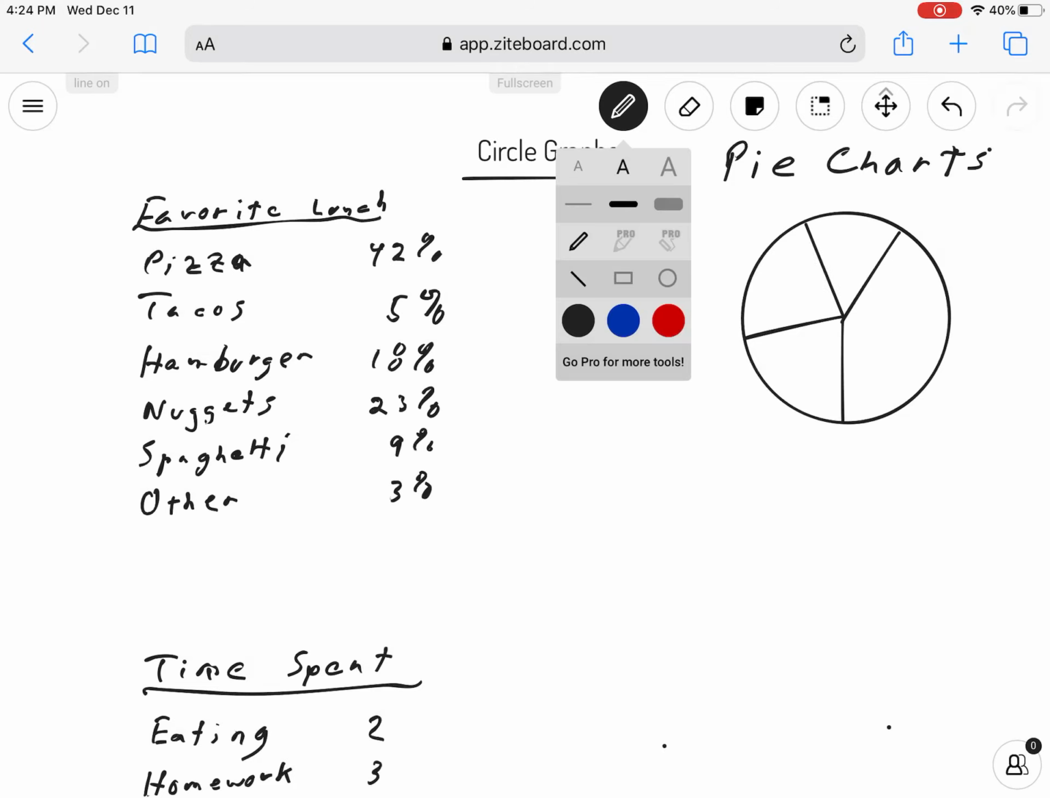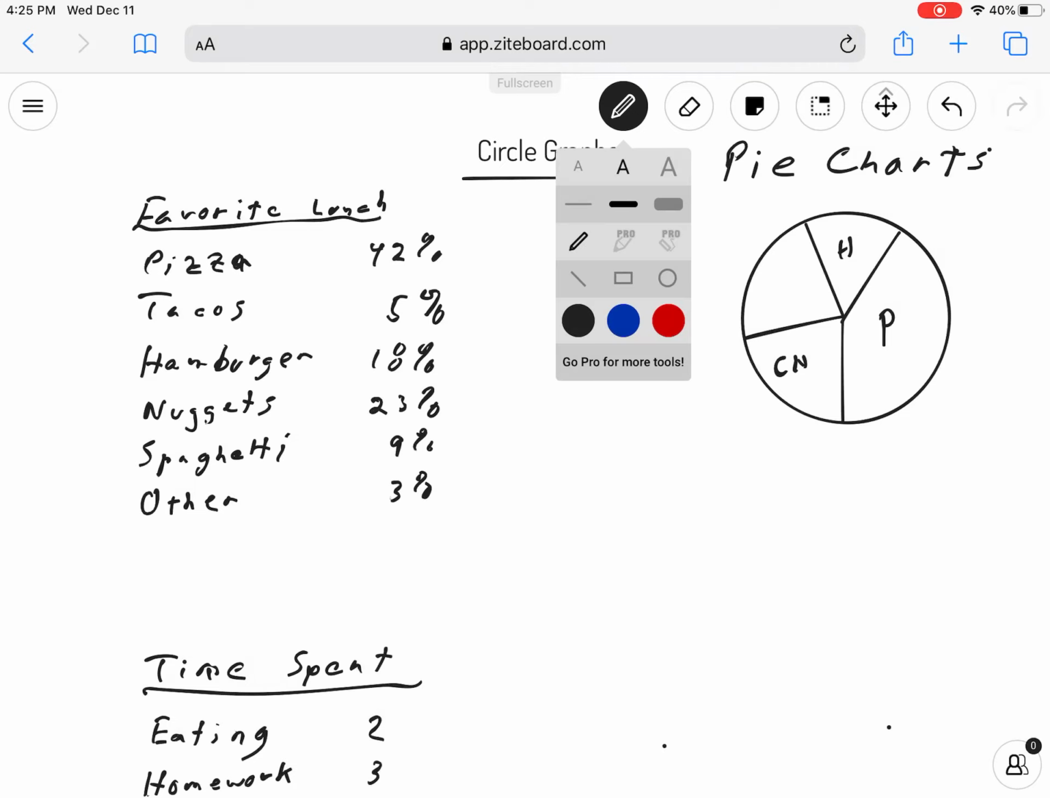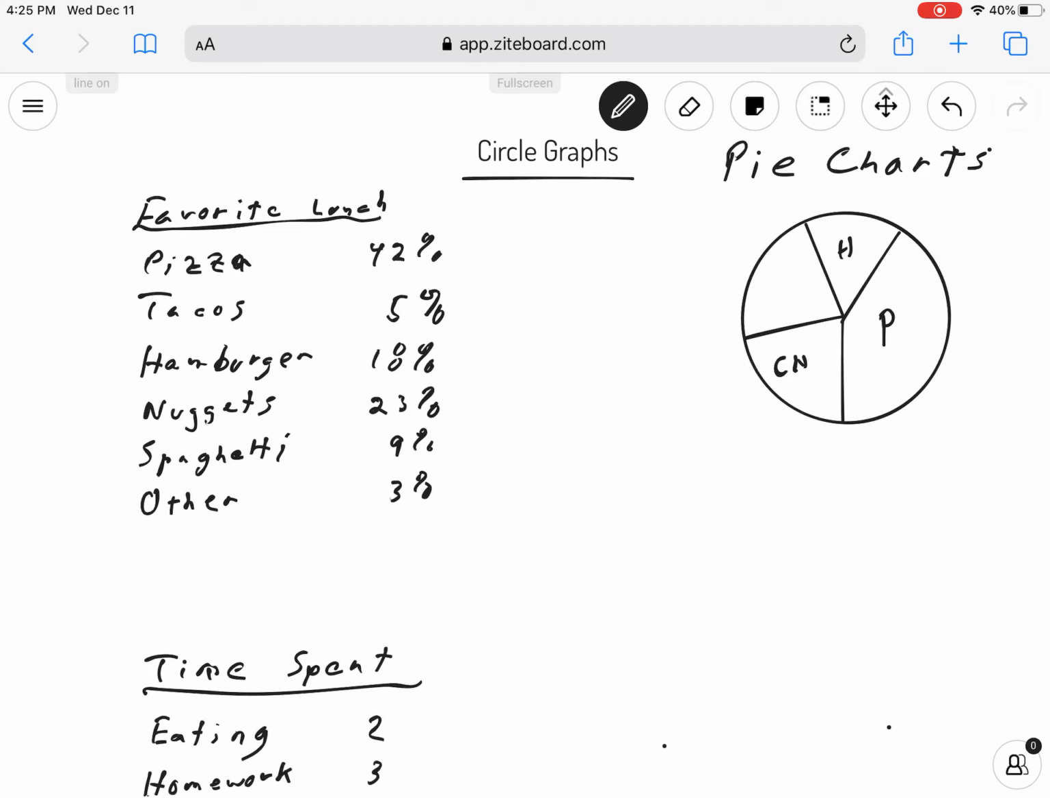So before I get caught up here, let me make some labels. So this is my pizza. This is my chicken nuggets. This is my hamburger. Okay, now we've got 3 others to make. Cut this last piece into. Spaghetti would be the next biggest.